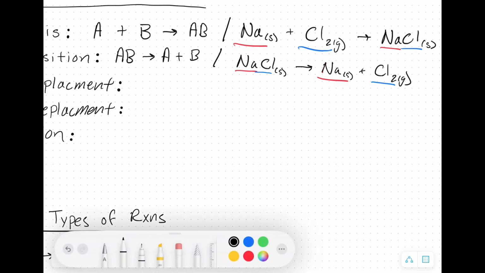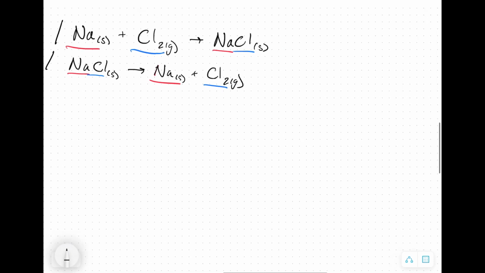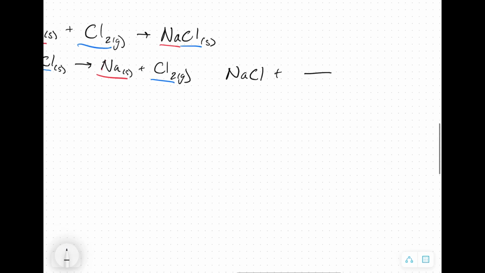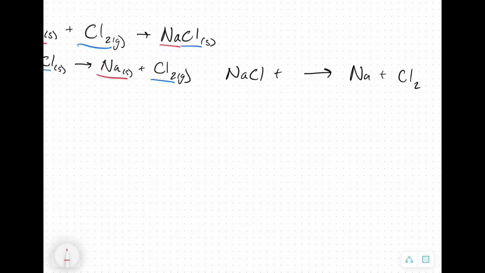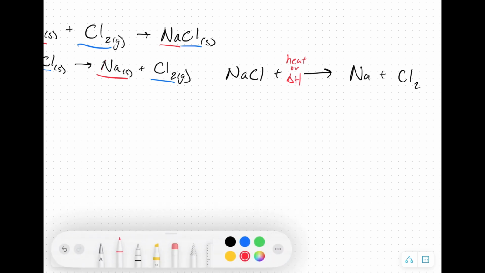Sometimes in decomposition reactions, you'll also see heat, because you have to think what's causing this thing to break down. So a lot of the times, you'll see something like this, and I draw my arrow. You might have something like that, and then you might see a couple different things here on the other side of the plus sign for NaCl. You might see something that says heat. You might see a delta H. Those are 2 different options. Those are probably the 2 most common options I've seen.